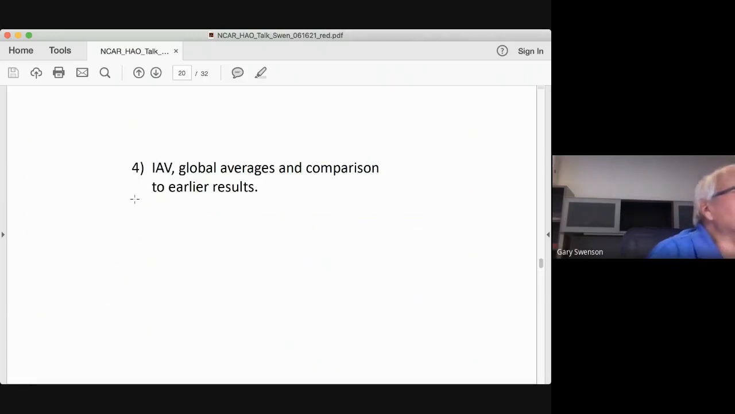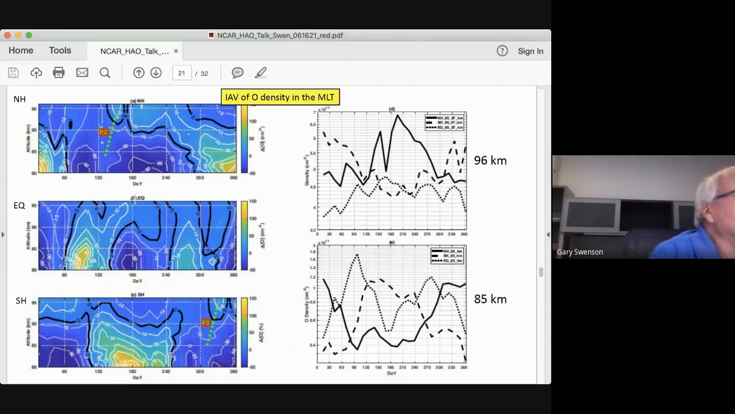Okay, so here I've got a few charts to compare these global averages. On the left, we just have a summary of the KZZ in all three zones. And on the right, we show the density variation at 96 and 85. And note that the northern hemisphere and southern hemisphere show the P2 event. If you look at 96 kilometers, you see that big spike near day 160. That spike is associated with the P2 event back on the chart, northern hemisphere upper left.